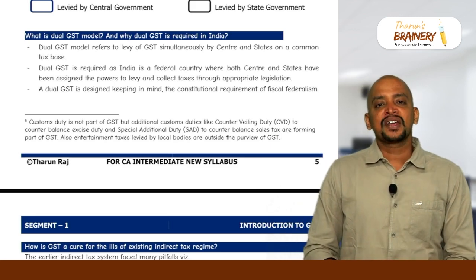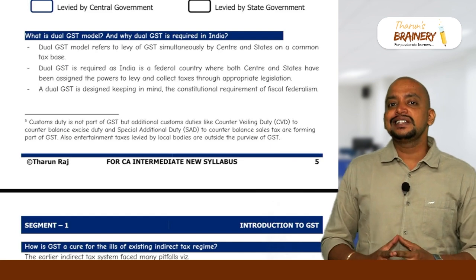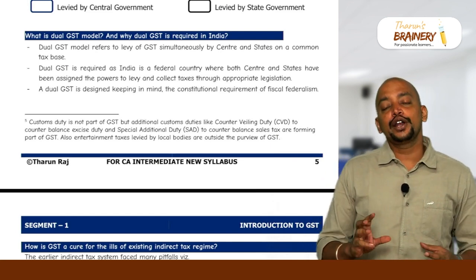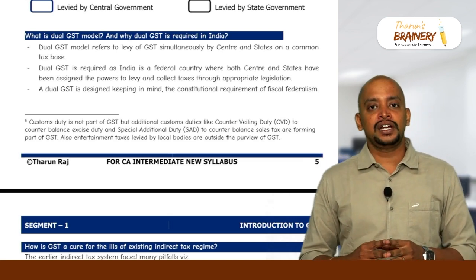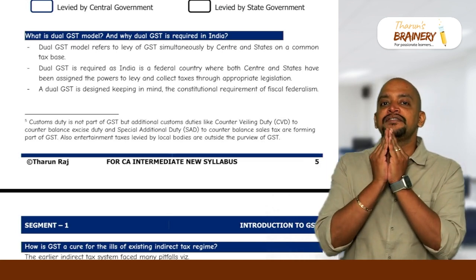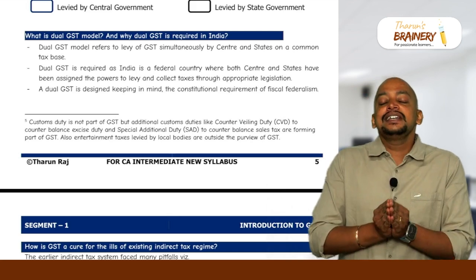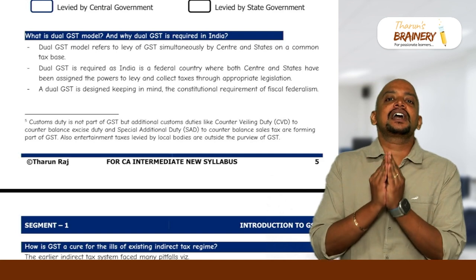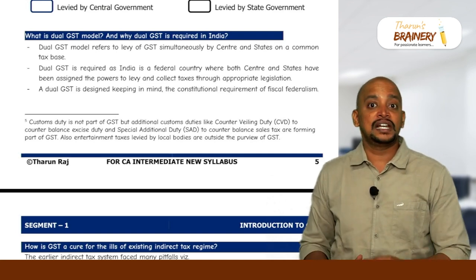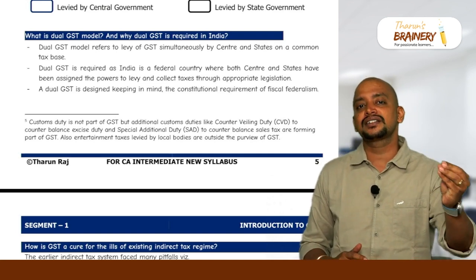Then next, whether the GST is a single tax model or a dual tax model. What is a single tax model versus dual tax model? If only one government is collecting the tax. See, in India, we have central government as well as state government. Only one government collecting the tax is known as single tax model. Example, income tax is a single tax model.